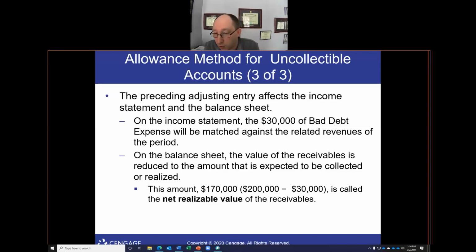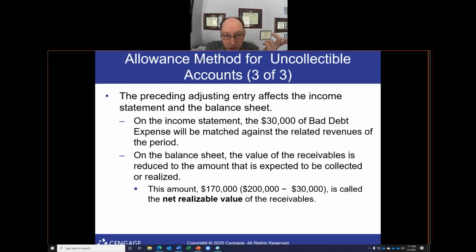Some companies don't even bother to write it off. It depends. The preceding adjustments are adjustments we make in the balance sheet. Just as you saw before, you debit bad debt expense, and you credit the allowance for doubtful accounts.